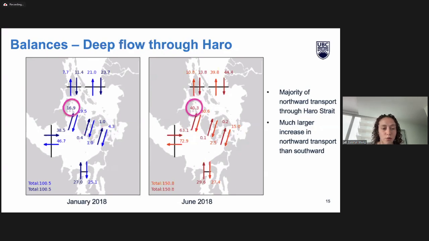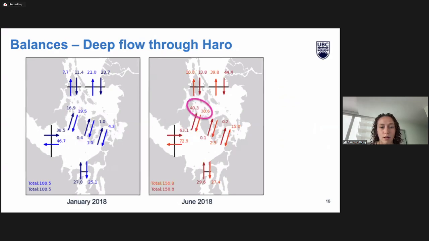That means that essentially all the northward transport into the Strait of Georgia is through Haro Strait, which we can see here, and we can see that the summer transport is almost 3 times that of the winter transport. And then comparing that to the southward transport, we can see that in the summer, there's much more northward transport going through Haro Strait than there is southward transport.